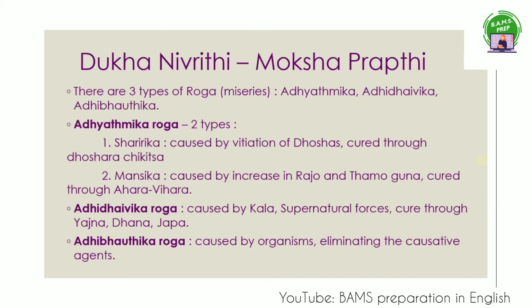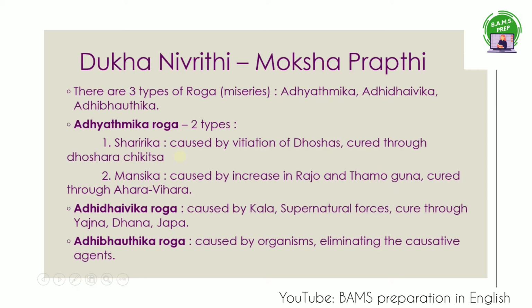Dukha Nivrithi, Moksha Prapthi. In this world there are three types of rogas, that is miseries. They are classified into Adhyatmika, Adidevika and Adibhautika. Adhyatmika rogas are of two types. They are Sharirika, that is in the body, and Manasika, that's in the mind.